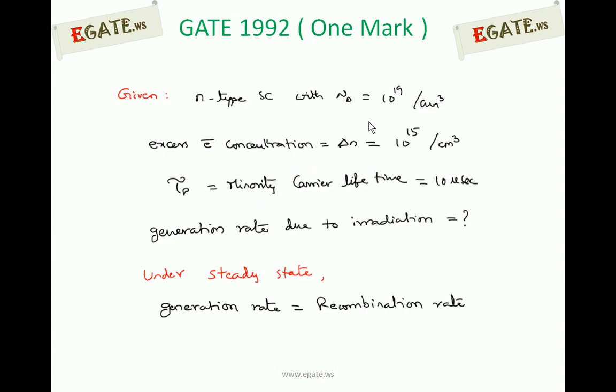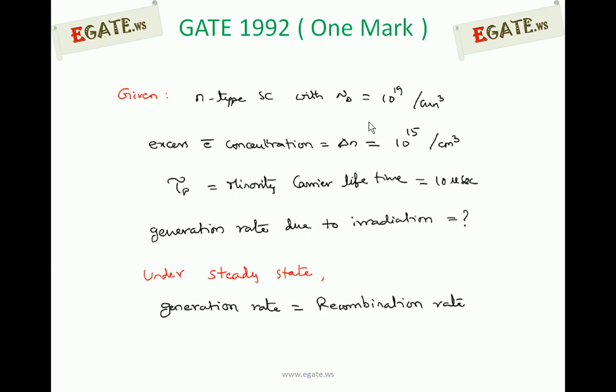The given information is an N-type semiconductor with donor concentration Nd equal to 10^19 per cm³, and excess electron concentration, delta N, given as 10^15 per cm³. Tau p is the minority carrier lifetime. In an N-type semiconductor, electrons are majority carriers and holes are minority carriers. Minority carrier lifetime is nothing but hole lifetime.